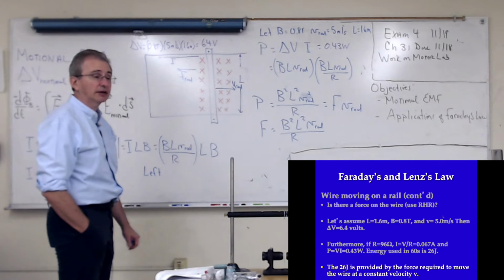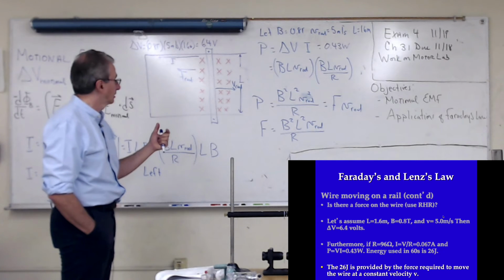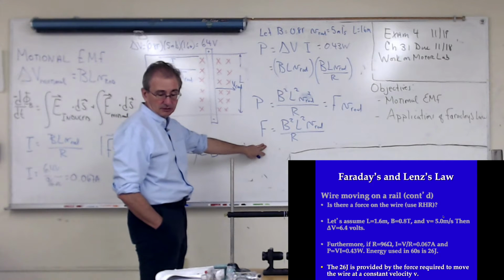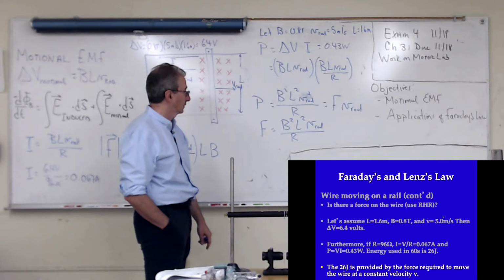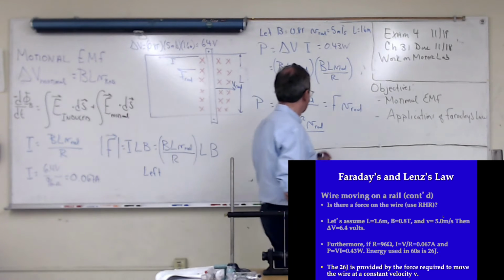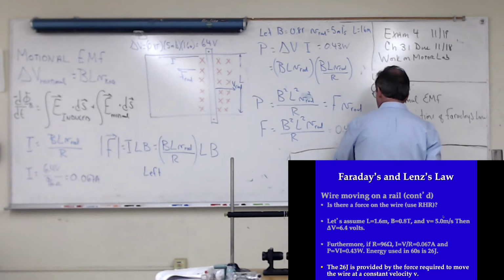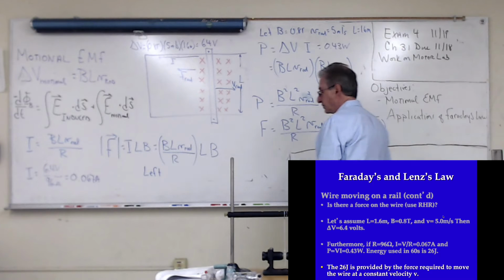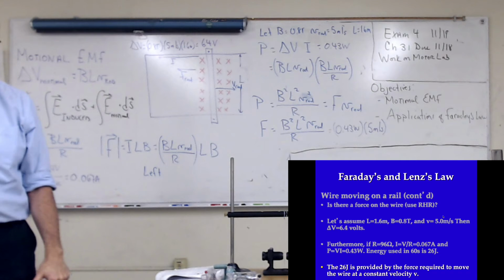If I wanted to keep the rod moving at a constant velocity, I'd have to apply a force equal to whatever this is. Okay? So this force is basically going to be 0.43 watts divided by my velocity. That's the force I have to apply to keep this thing moving at a constant speed.